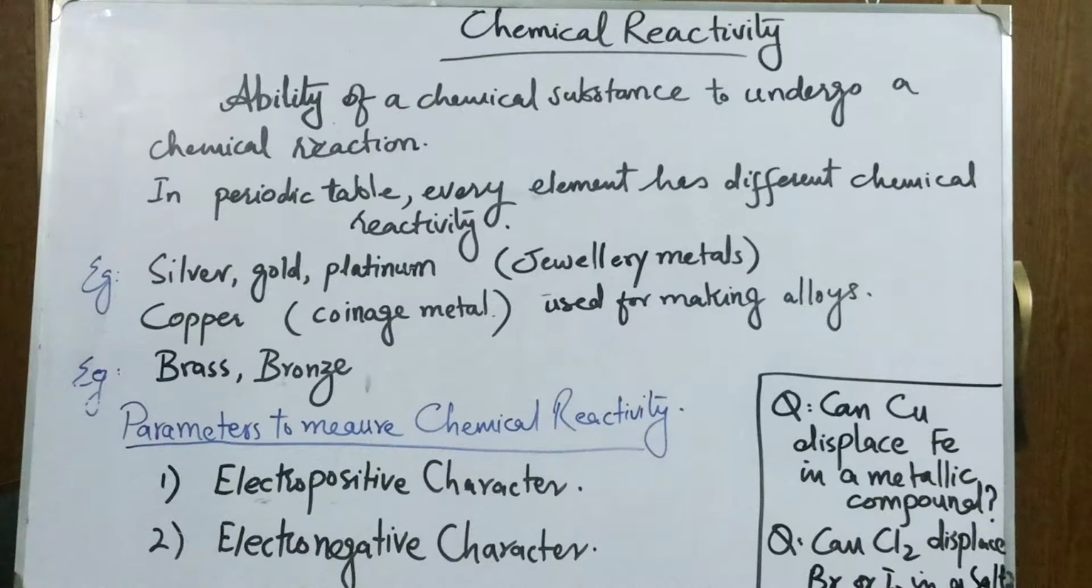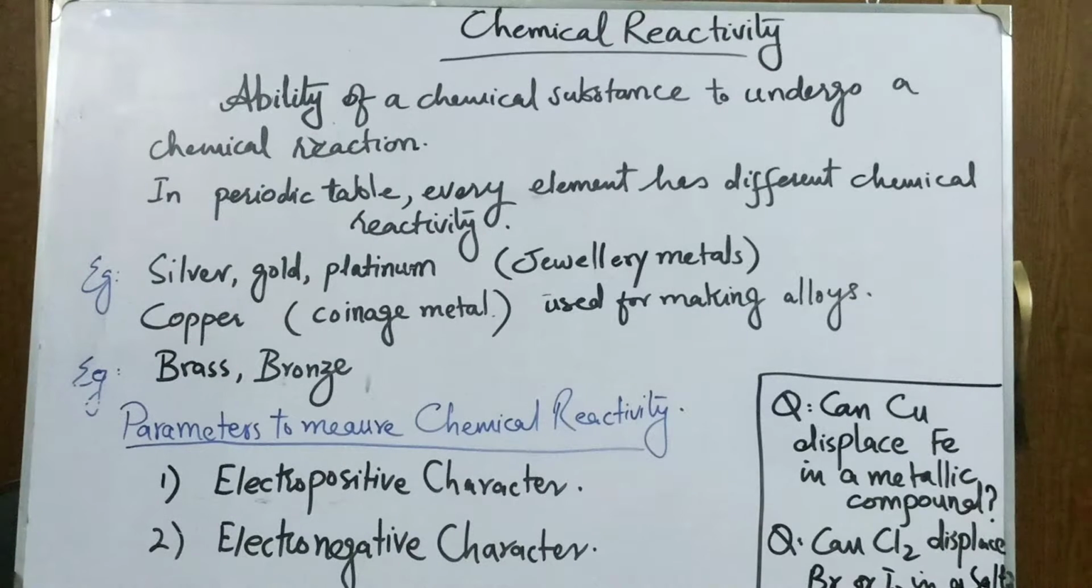The parameters to measure the reactivity are two. Number one, the electropositive character, and number two, the electronegative character. Electropositive character means the ability of an atom to lose an electron. Electropositive character is also called electropositivity.